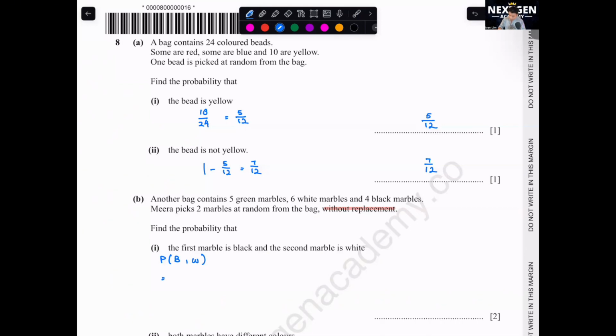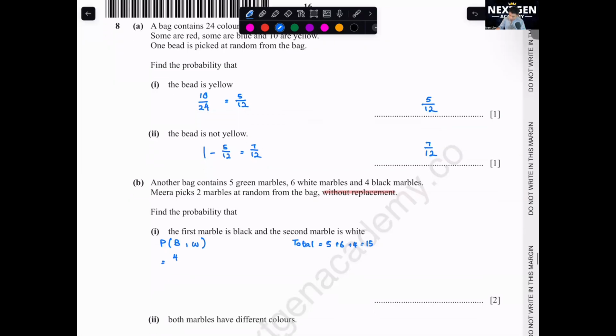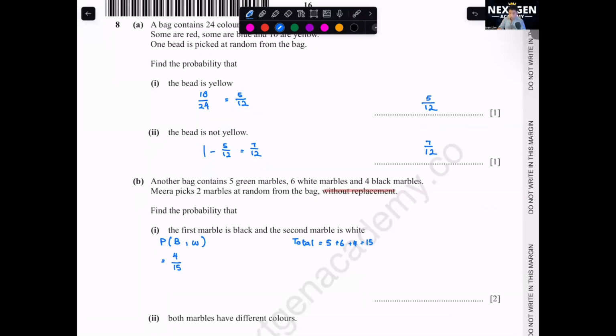Black will be 4. Okay, wait, we have to find what is the total first. So total is equal to 5 plus 6 plus 4, which is equal to 15. So the first time it will be 4 over 15. Multiply, you got 6 white marbles, but now your total, because you took out 1 black already, you have only 14. Okay, go and calculate this. Put in the calculator, you will get 4 over 35.